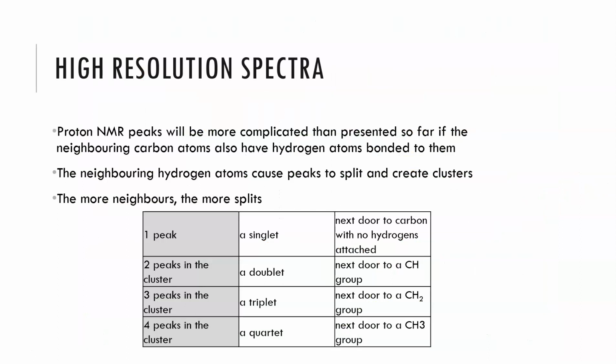When we're looking at high-resolution spectra, we're talking about when the proton NMR peaks become more complicated. Remember, we said that the number of peaks is equal to the number of different hydrogen environments within our molecule. When we have a high-resolution spectrum, which is largely all you see these days, these peaks split into clusters, and these are influenced by the neighboring hydrogen atoms. And we see predictable splits according to the number of neighbors that that proton can see.